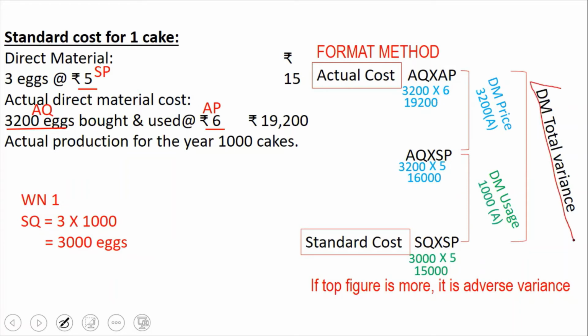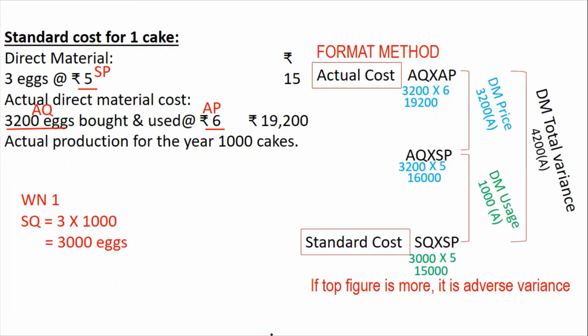And what about the direct material total variance? It is 19,200 minus 15,000. And since the top figure is more, it's again an adverse variance. So it is 4,200 adverse. Personally, I always prefer the format method because it is faster. Even if you are given a question for backward working of variance, that is, you will be given the variance and you will be asked to find a missing figure. Even then, the format method will give you a clearer picture of the question.